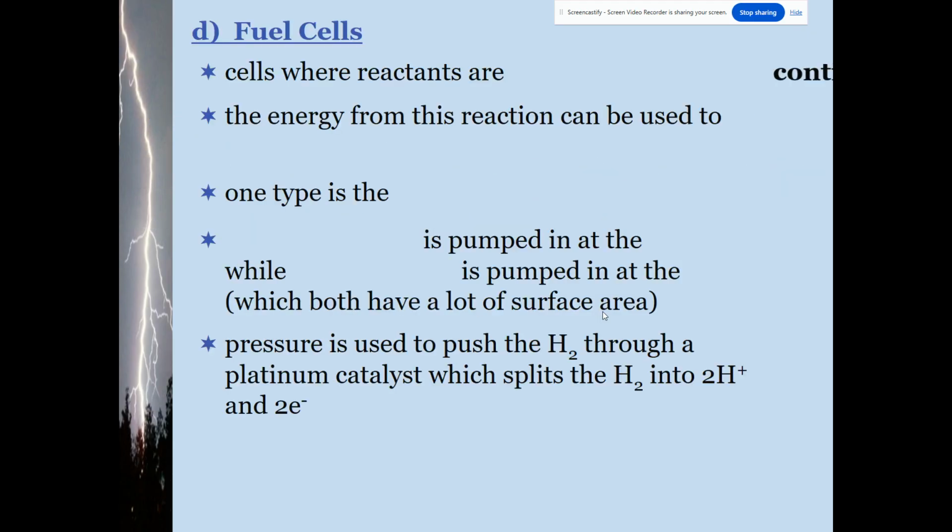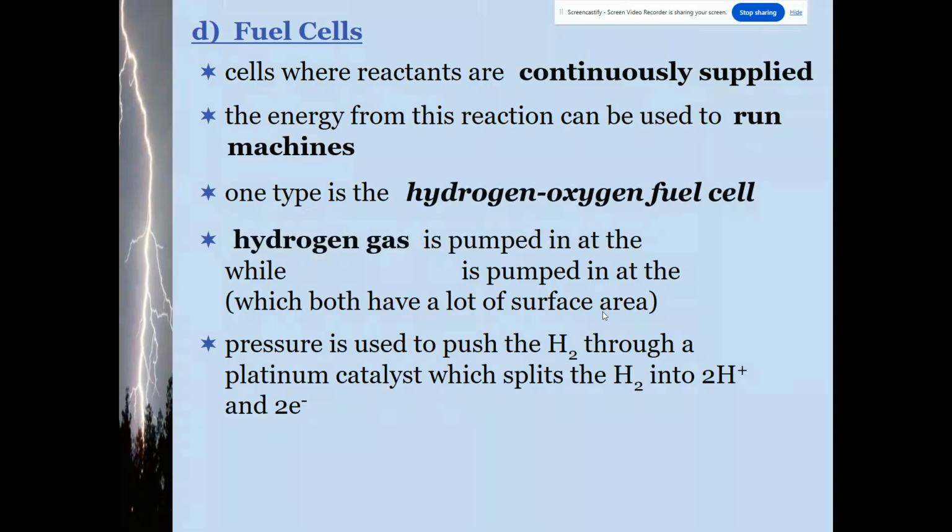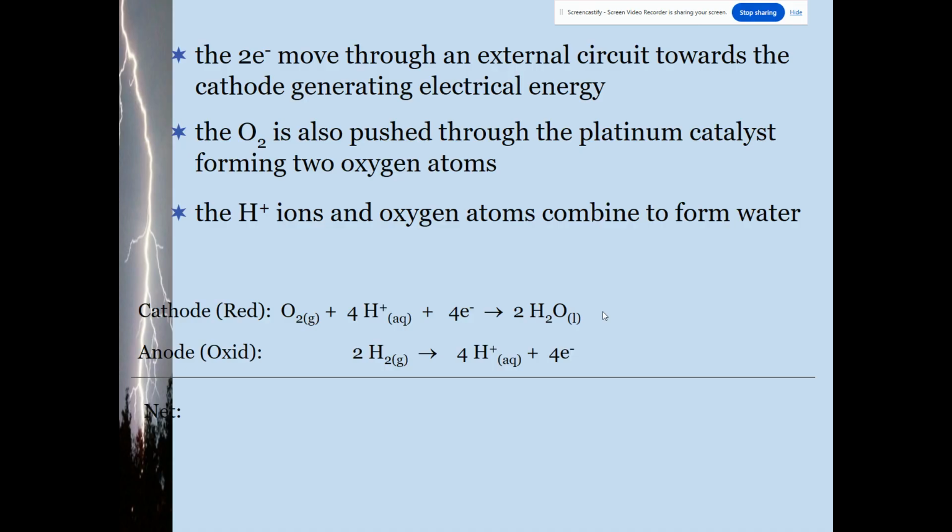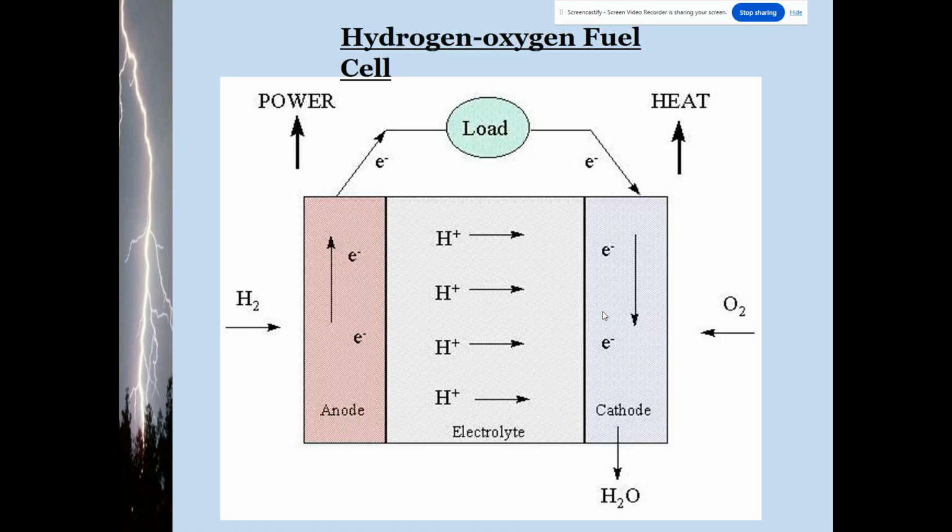Fuel cells. Fuel cells are cells where the reactants are continuously supplied. A common type of fuel cell is a hydrogen-oxygen fuel cell, where hydrogen gas is pumped into the anode and oxygen gas is pumped into the cathode. Now, I actually have a diagram of this. I'm going to flip over to the diagram first. So this here is my anode. Hydrogen gas is being pumped in. This is my cathode. Oxygen gas is being pumped in.